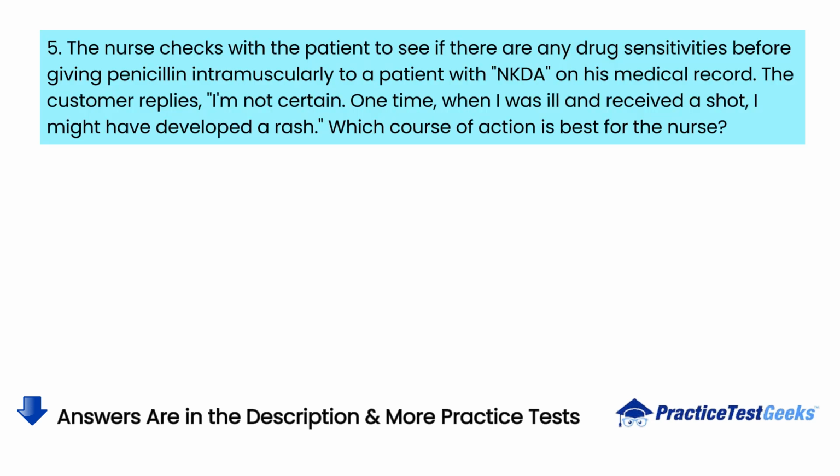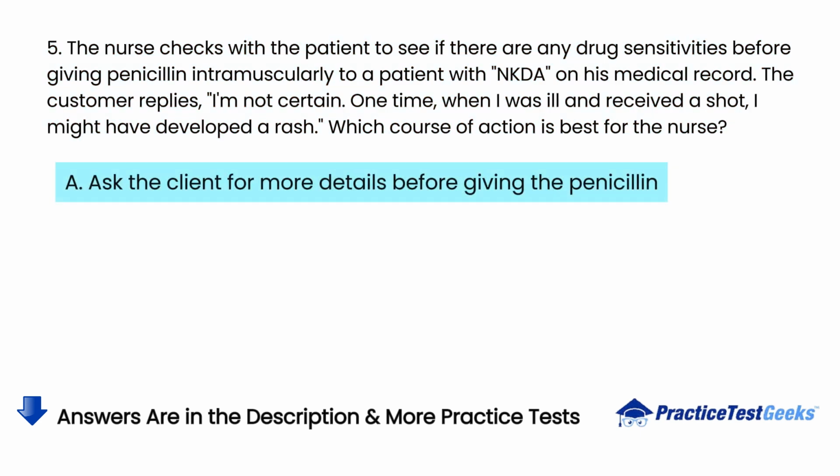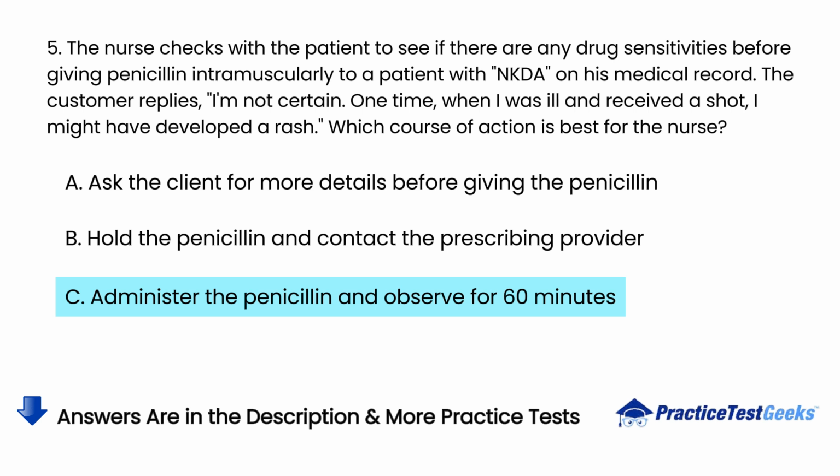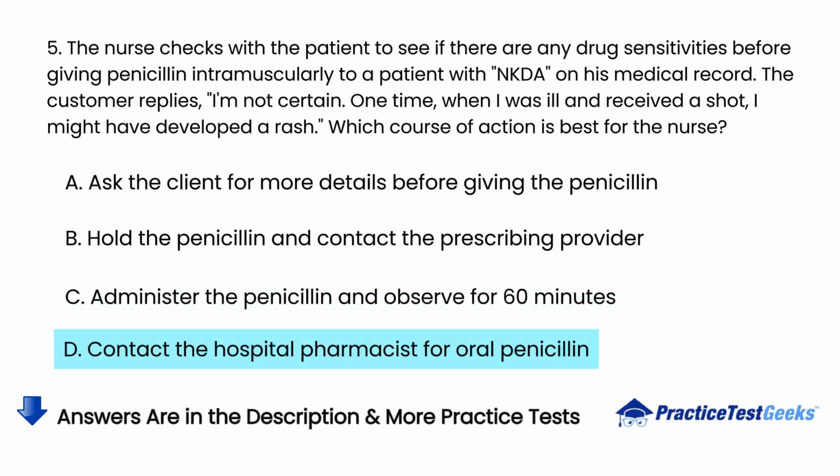The nurse checks with the patient to see if there are any drug sensitivities before giving penicillin intramuscularly to a patient with NKDA on his medical record. The client replies, "I'm not certain. One time, when I was ill and received a shot, I might have developed a rash." Which course of action is best for the nurse? A. Ask the client for more details before giving the penicillin. B. Hold the penicillin and contact the prescribing provider. C. Administer the penicillin and observe for 60 minutes. D. Contact the hospital pharmacist for oral penicillin.